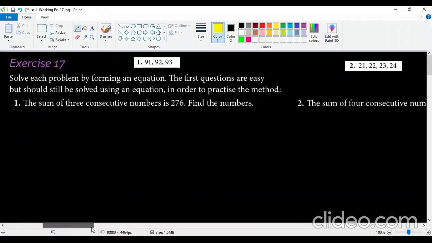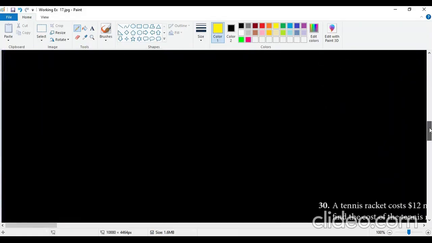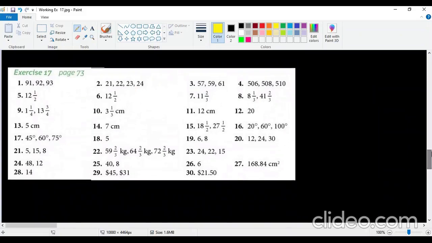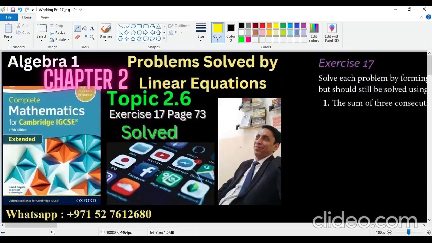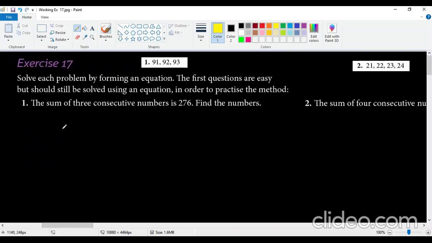And now this is exercise 17, and in here, I'll be helping you in solving each problem by forming an equation. The first questions are easy, and later on become more challenging and tricky. Just to let you know that answers are over here for the whole exercise. These are the answers, and we'll be solving one by one. I have posted the answers on top of each question, and in here we'll go for the first one. It says the sum of three consecutive numbers is 276.